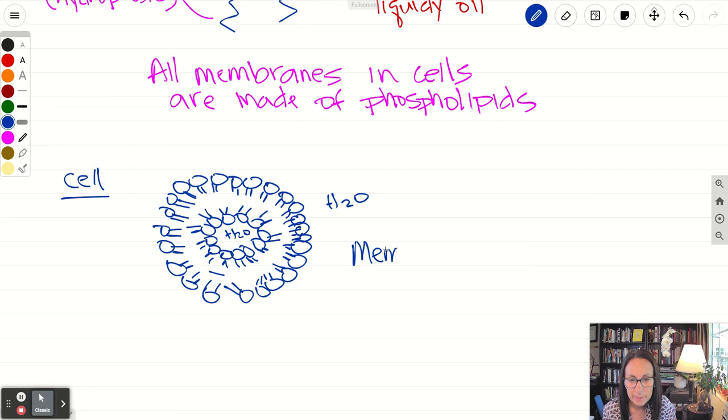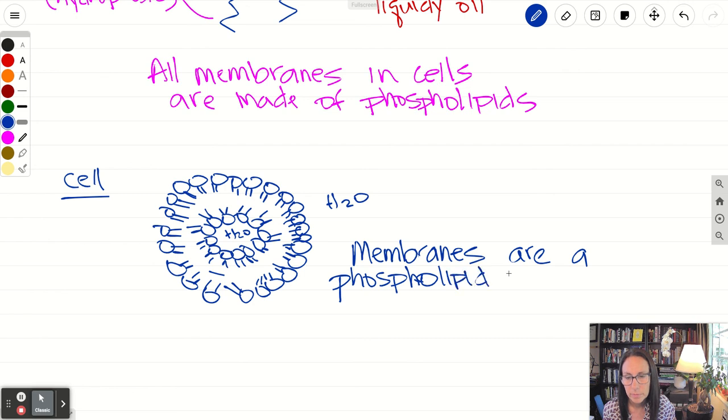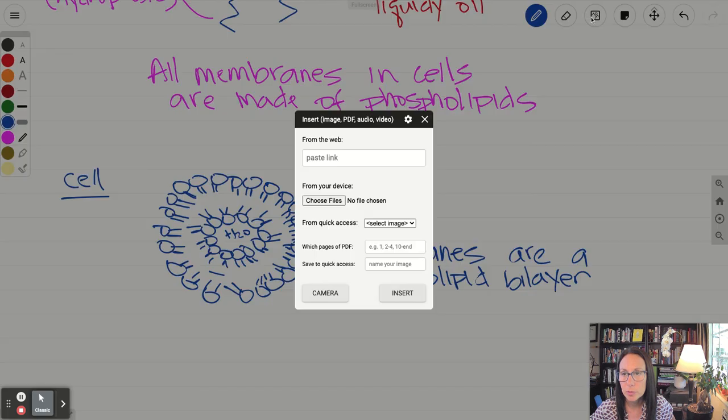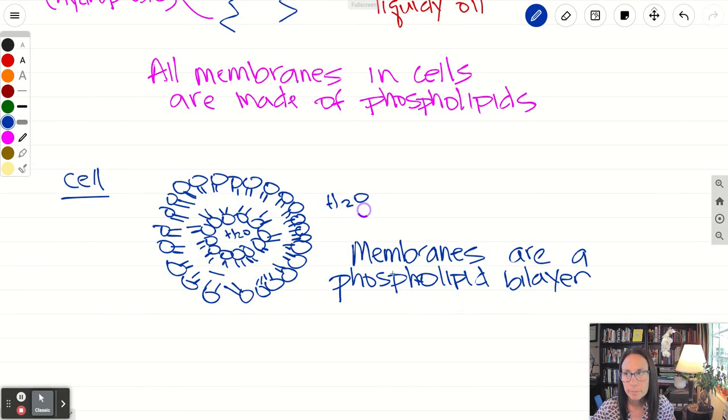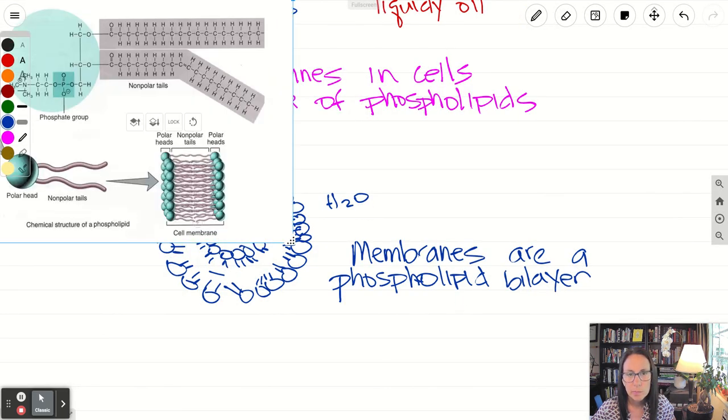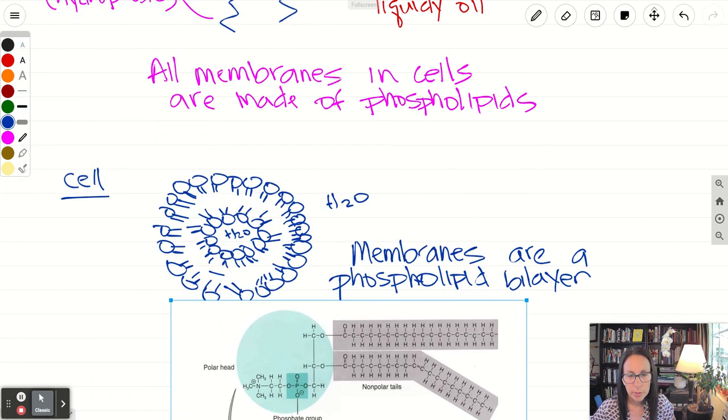So membranes, these are all membranes, are a phospholipid bilayer. Which means that they are made of phospholipids and they're made of 2 layers of phospholipids. Okay, and so let me pull up a picture for you so you can see what I'm talking about. Phospholipid right here. Okay, so let me show you this picture.